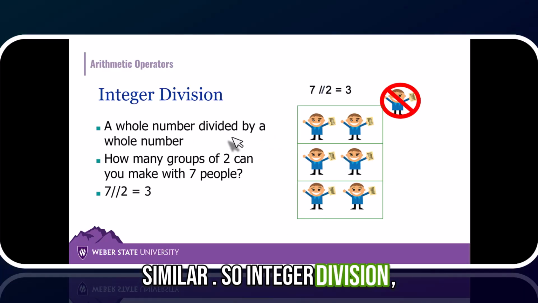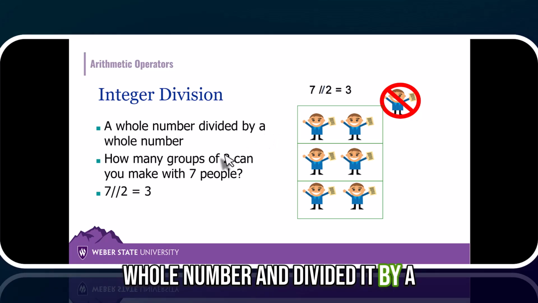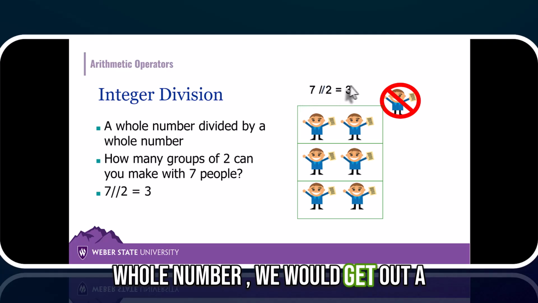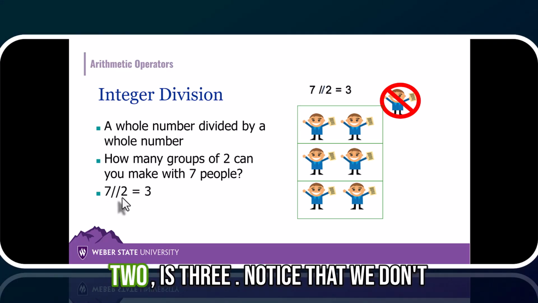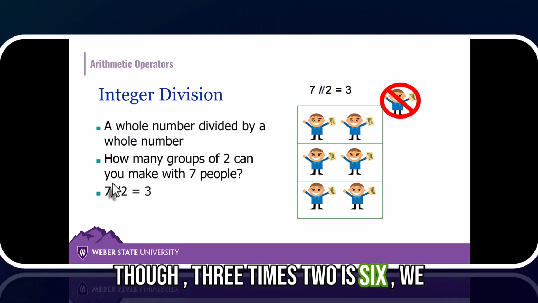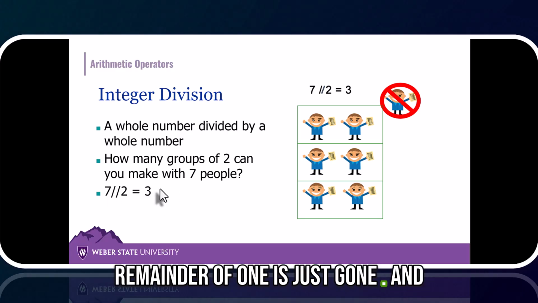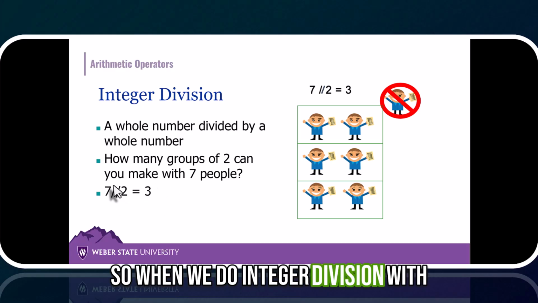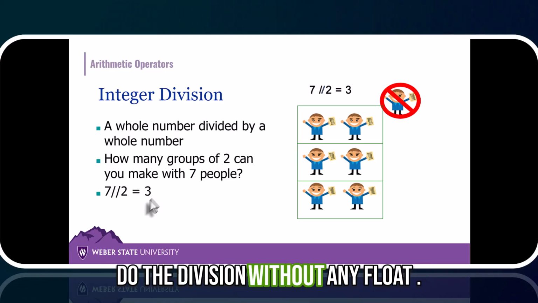So integer division, remember an integer is a whole number. So if we wanted to take a whole number and divide it by a whole number, we would get out a whole number. So 7 divided by 2 is 3. Notice that we don't have any point something, even though 3 times 2 is 6, we have a remainder of 1, but that remainder of 1 is just gone. And so when we do integer division with this double slash, it's just going to do the division without any float.